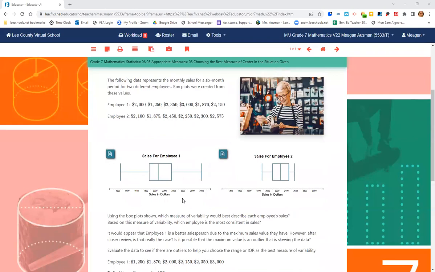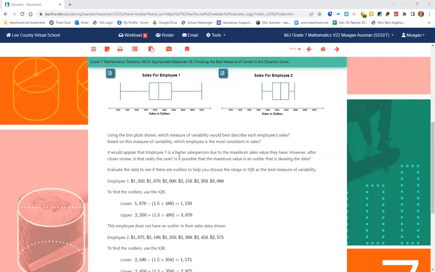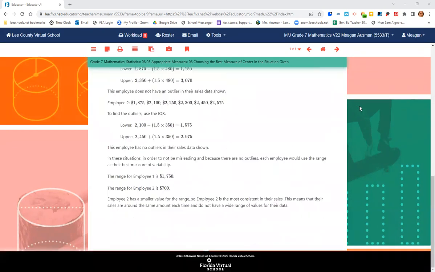Remember, the range is just the biggest number minus the smallest number. So biggest number minus the smallest number, that gives us the range. For employee two, same thing. It's the biggest number minus the smallest number to get the range. The interquartile range is that upper quartile minus the lower quartile.